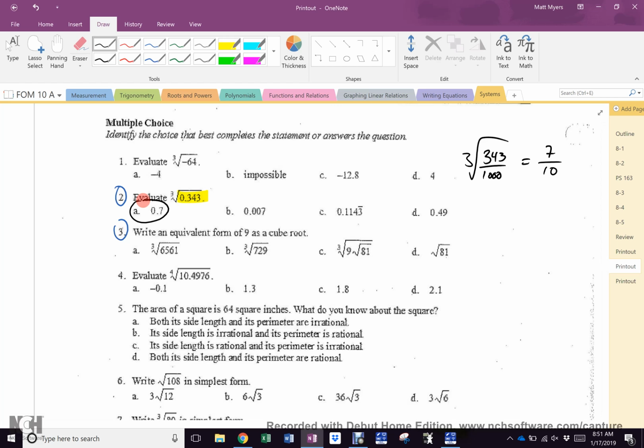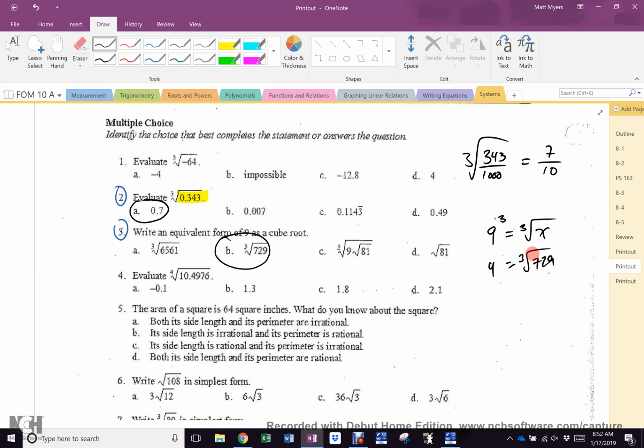Now, what if, never mind. And number 3, write an equivalent form of 9 as a cubed root. So 9 is the number I have, but I want to write it as a cubed root. So I need a cubed root of something that equals 9. How do I find that out? Well, obviously, I cube 9, which is B. Right? Because if 9 is the answer, if 9 is the number I seek, then the cubed root of 729 equals 9. So then 9 must equal the cubed root of 729.